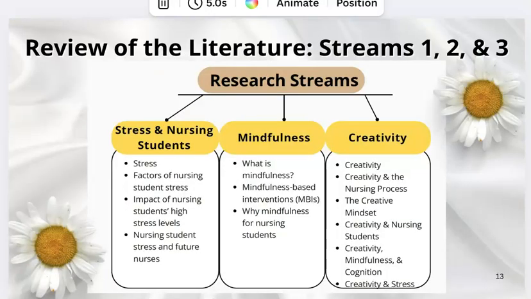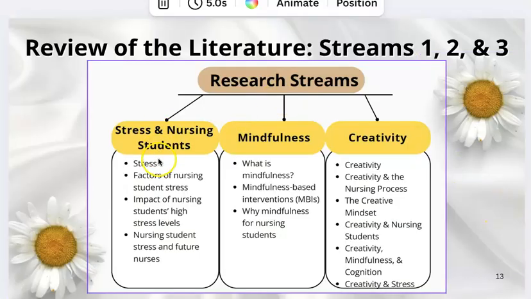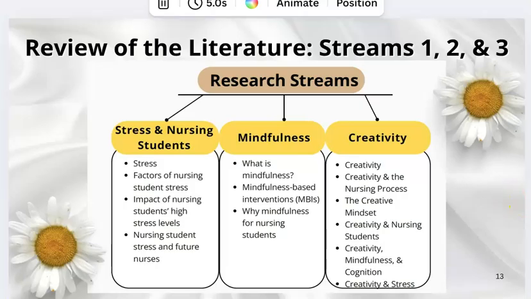So now again, this is very in-depth, but I had to review the literature, and I had several streams and several pages of research that I reviewed and summarized and analyzed. I based it on nursing students and stress. So I had to look up the research on what type of stress nursing students had. I have to look up information on what is mindfulness and mindfulness interventions for nursing students. And I also had to look up creativity. So this was in-depth and thorough. So when you do your project, it's going to be much simpler, and you're going to have research to back up what is important for you.